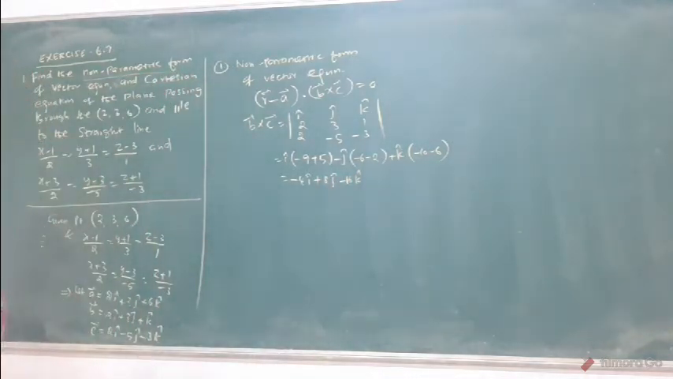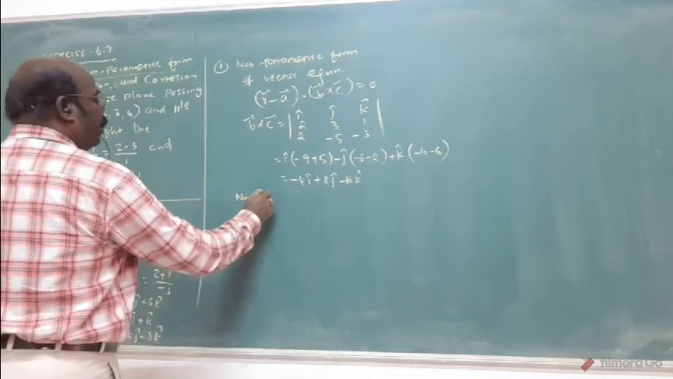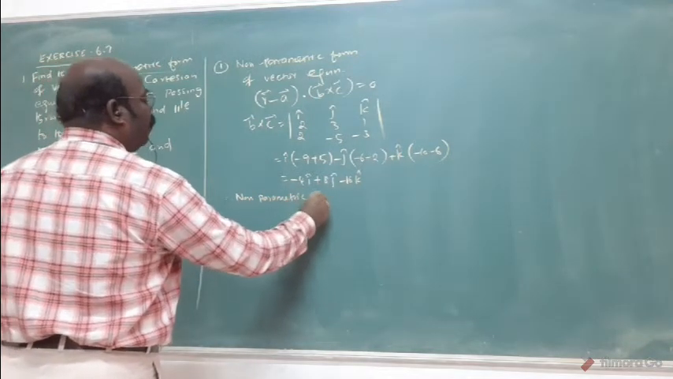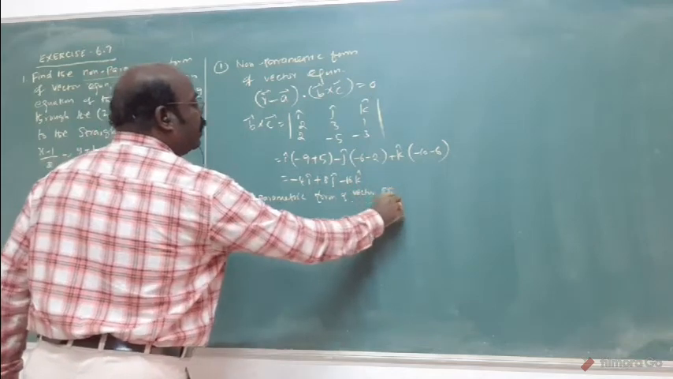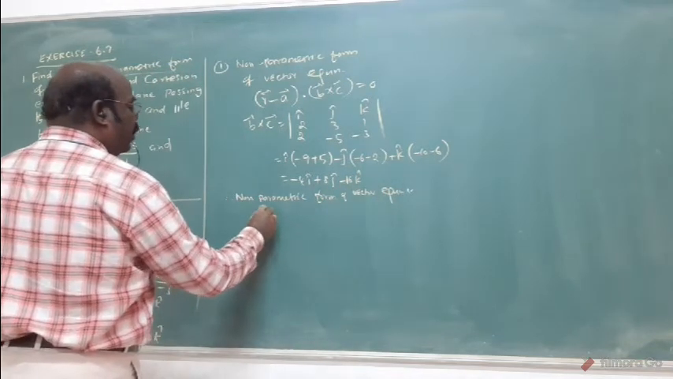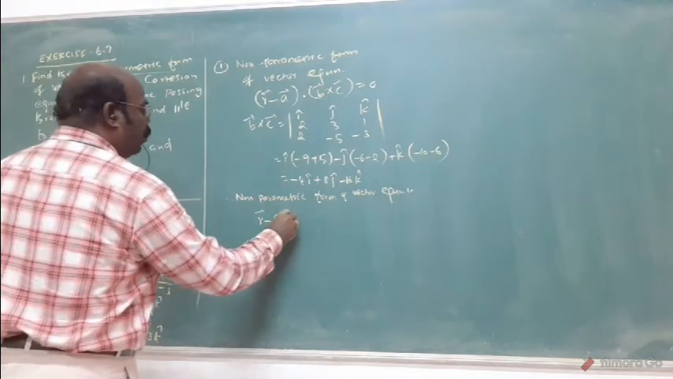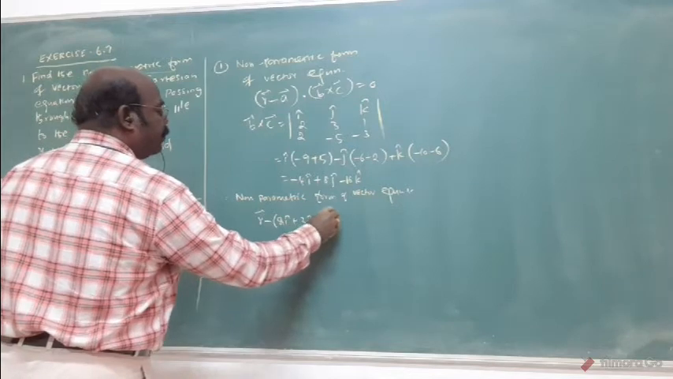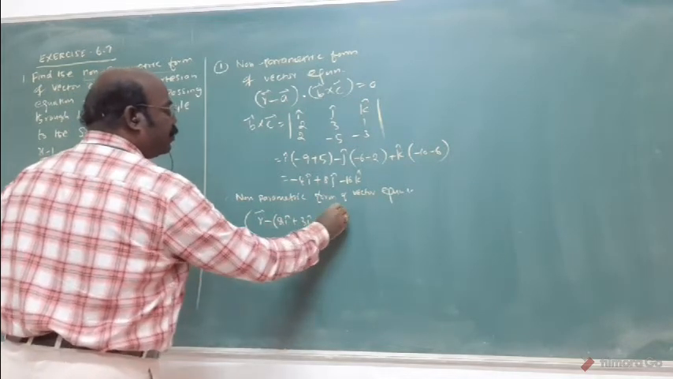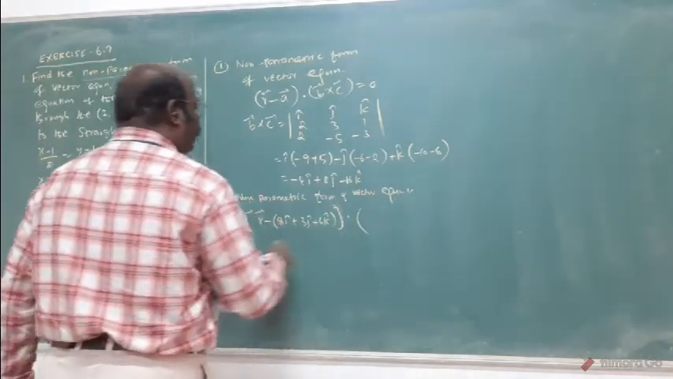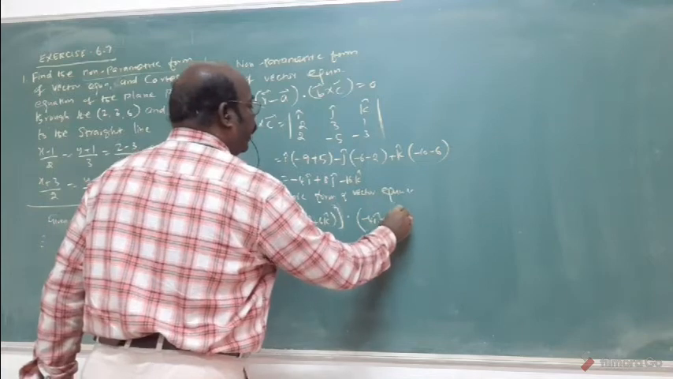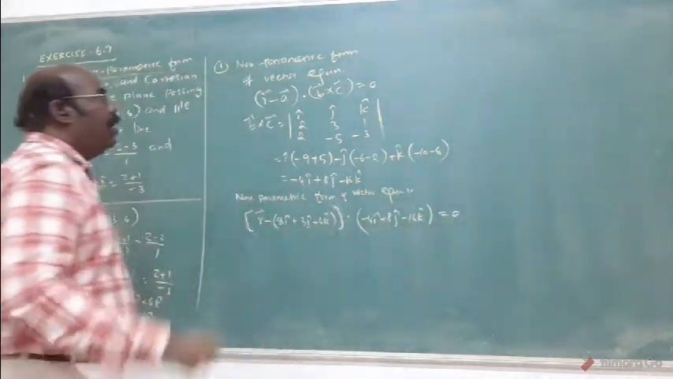Am I right? Substitute the value there, that is the non-parametric equation of the plane. So the non-parametric form of the vector equation is (r vector minus (2i cap plus 3j cap plus 6k cap)) dot (b cross c), which we found as minus 4i cap plus 8j cap minus 16k cap, equals 0. This is called the non-parametric vector equation.